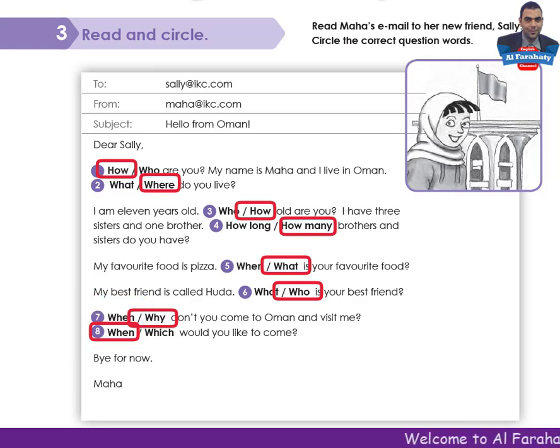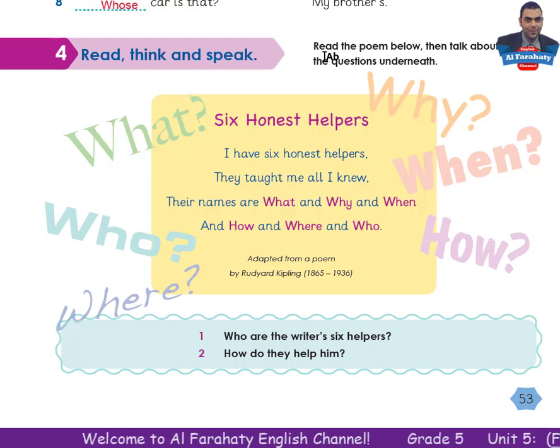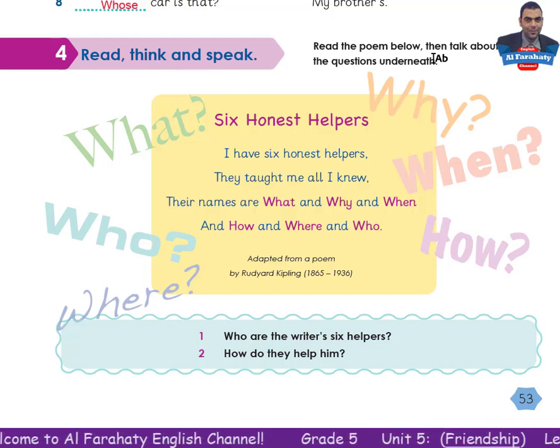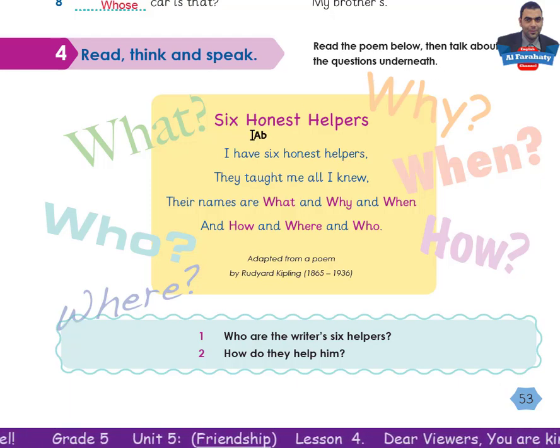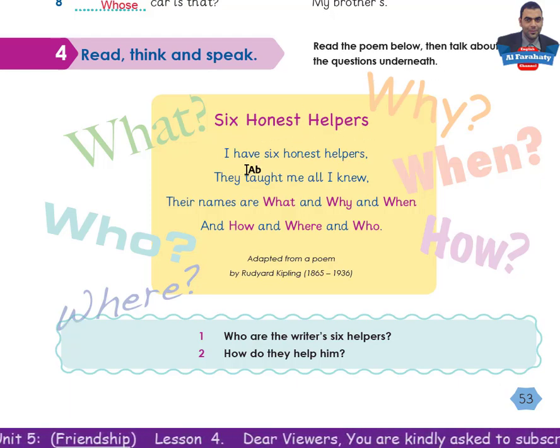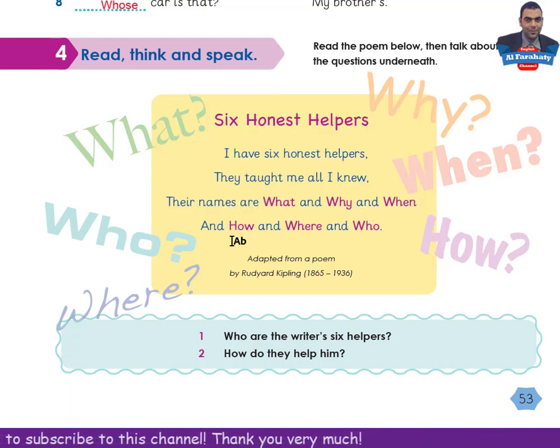Let's go to page 53 of your class book. Activity 4. Read, think, and speak. Read the poem below, then talk about the questions underneath. Six honest helpers. I have six honest helpers. They taught me all I knew. Their names are what and why and when and how and where and who.